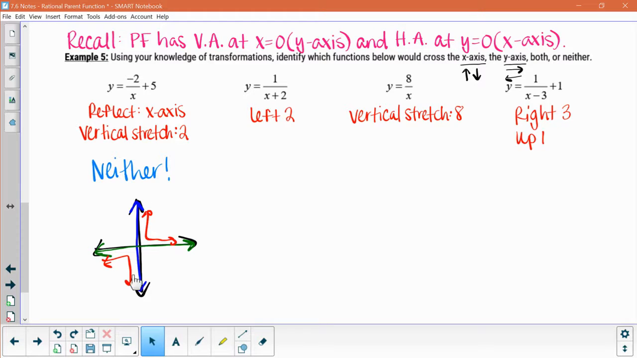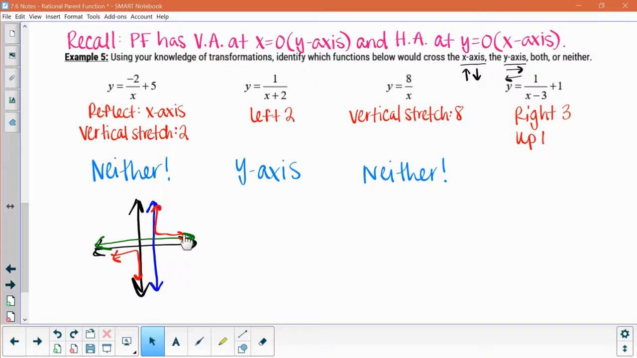This one is moving to the left 2. So this vertical asymptote's moving to the left 2, which means I'm going to end up with a y-axis cross. Vertical stretch of 8, again, we are coming into that territory of yes, this is going to get skinnier, but it's not going to change the fact that I cannot cross the y-axis and I cannot cross the x-axis. So this one is neither. And then for my last one, I am moving to the right 3 and I'm moving up 1, which puts my curves sitting over here, potentially more over here. So I will end up with a y-intercept and an x-intercept. So that's going to give me both.